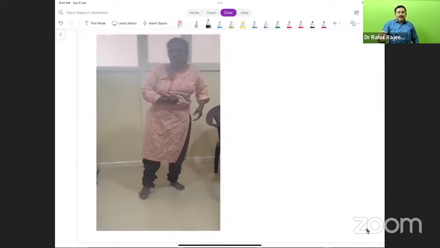Whereas in the upper limb the extensors are weak, in the lower limb the flexors are weak. So they'll be having an extended posture. So this is the posture you are having.